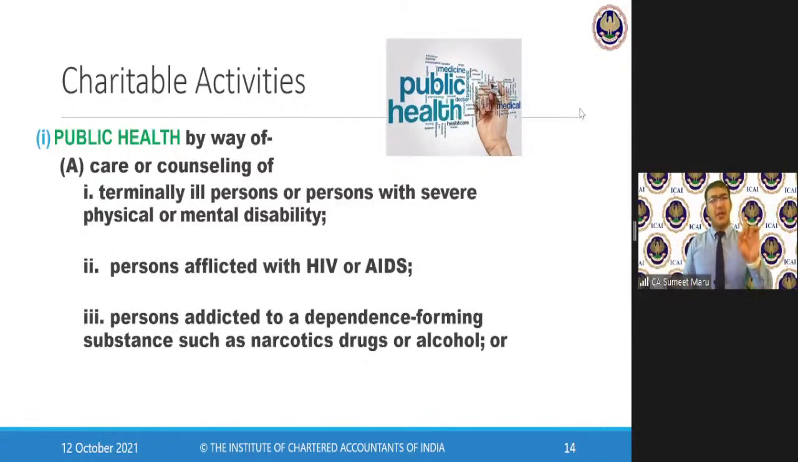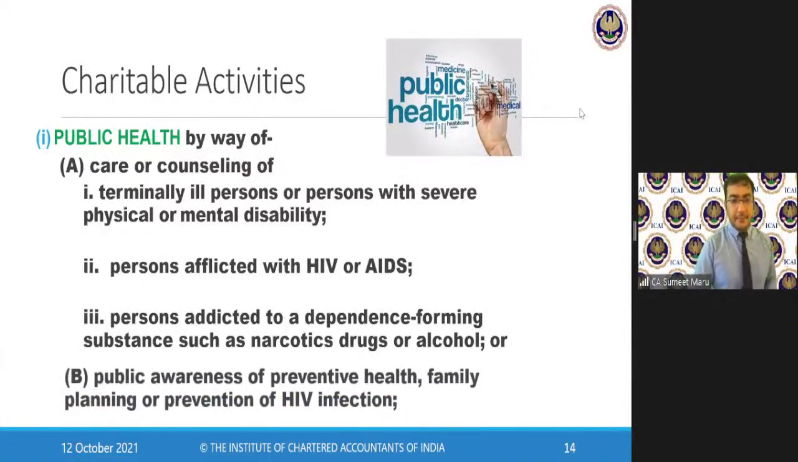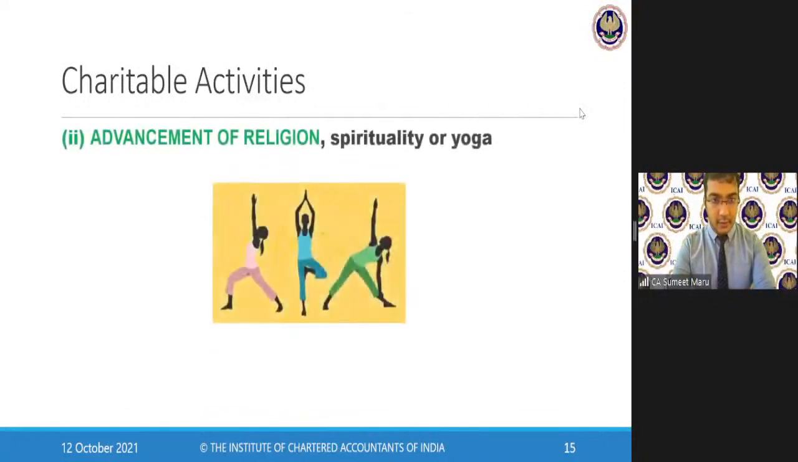Very simple. Taking care of the ill with severe physical or mental disability, taking care or counseling of persons affected by HIV or AIDS, and third, someone who is dependent upon narcotics or drugs. This will be considered under public health. B, public awareness of preventing health, family planning or prevention of HIV infection. Even this will be considered under public health. Very clear, guys?